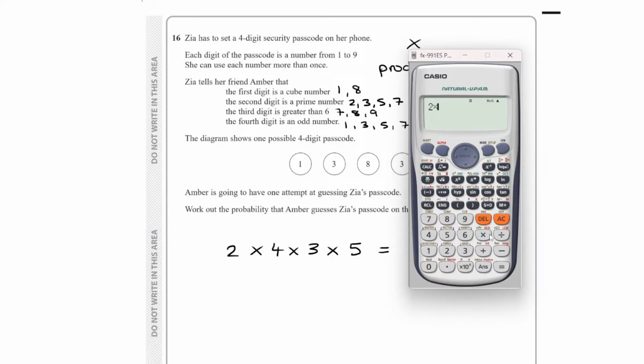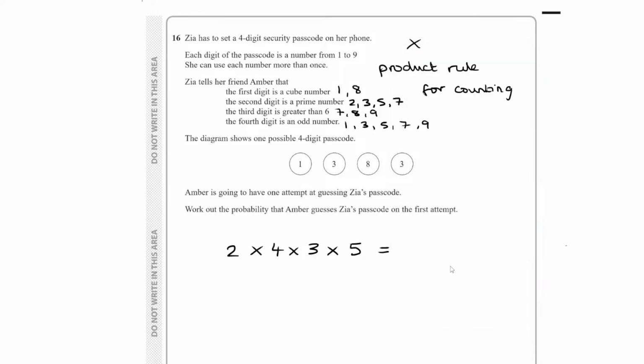So 2 times 4 times 3 times 5. There's 120 different possible combinations or different possible passcodes. So we've got 120. And then we go back to it, now you can worry about the probability. Amber is going to have one attempt at guessing Zia's passcode. What's the probability she gets it? Well, Zia's only got one passcode, but there are 120 different possibilities. So Amber's only got one chance out of 120 to get it right.